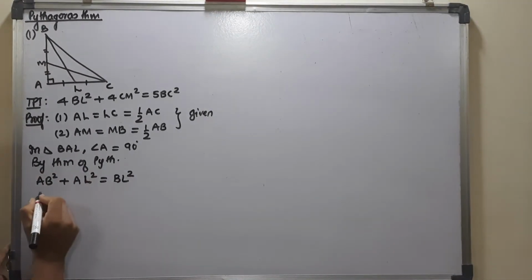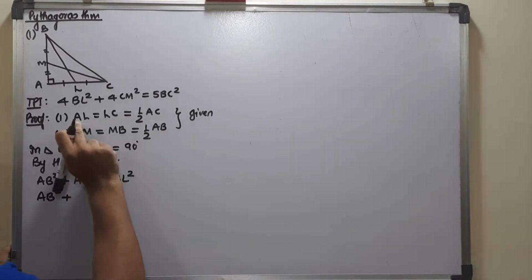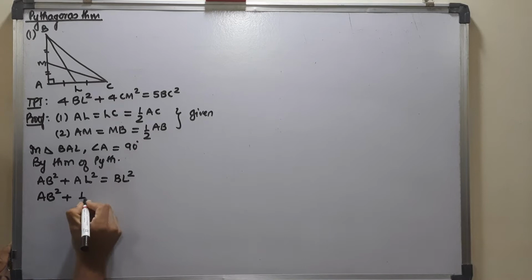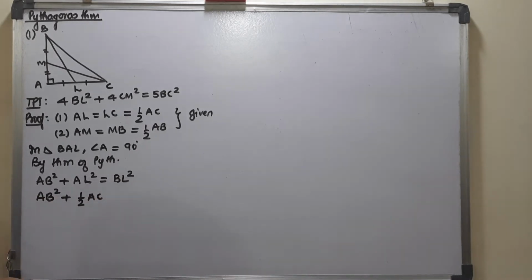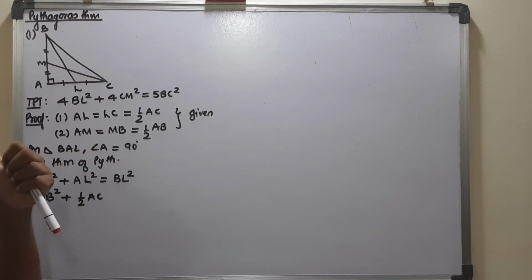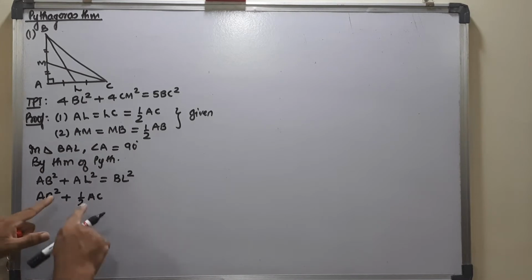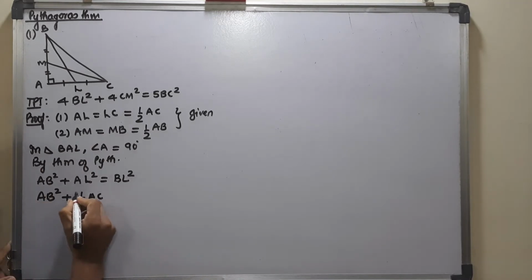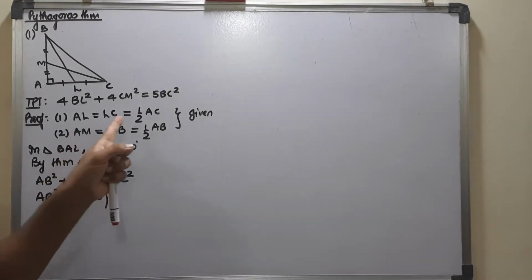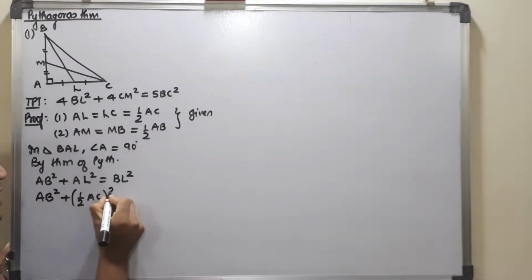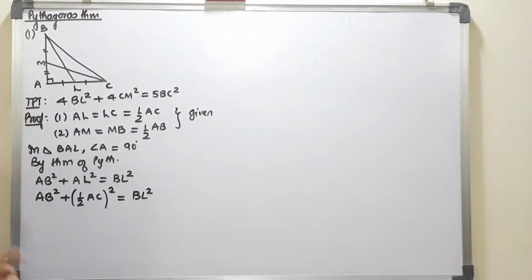So here I will do what? This will be AB square as it is. This AL is half of AC. So this is half of AC. But it is value of what? AL. I want AL square. That means this is value of AL. So this much is the value of AL. Agreed? And I want square of it. So I square this, and it is equal to remaining BL square.